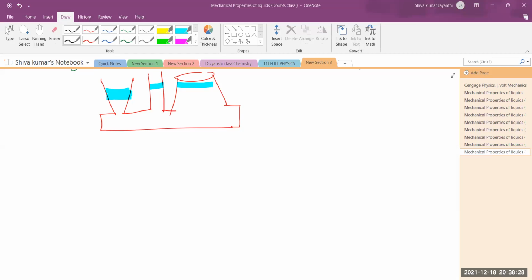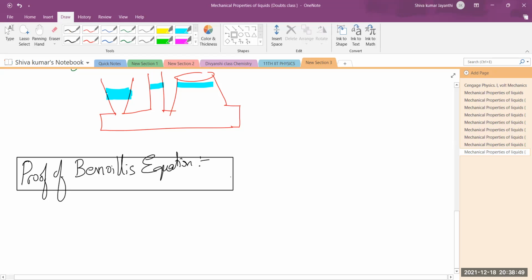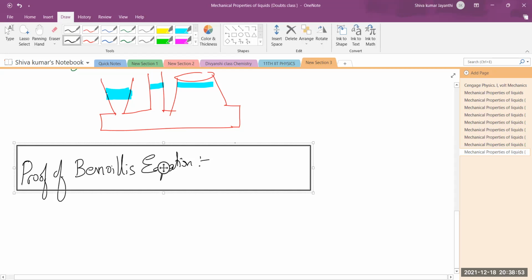So we're going to do the proof of Bernoulli's equation, which is actually dependent on the equation of continuity. First of all, you should understand Bernoulli's equation is nothing but the outcome of, or a basic direct significance of, the law of conservation of energy.